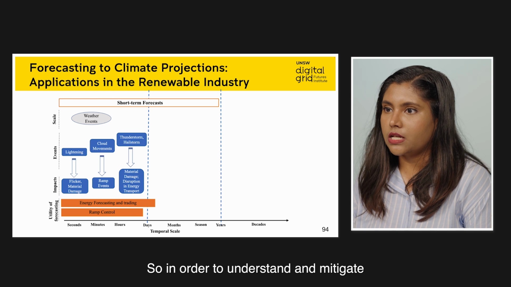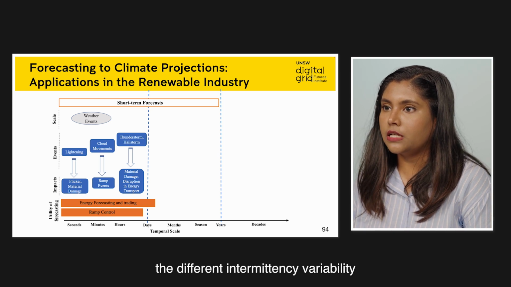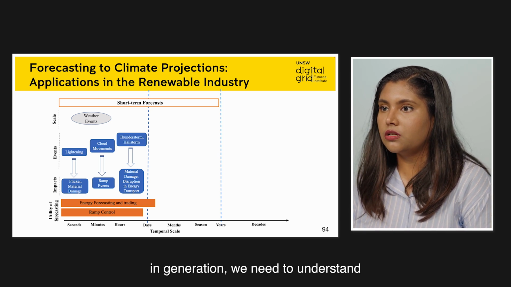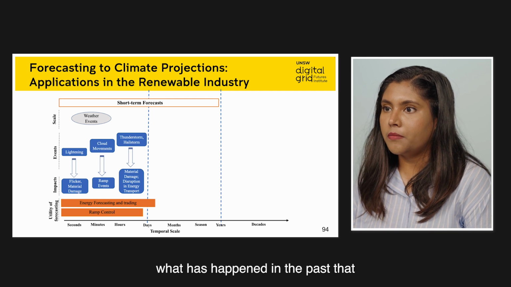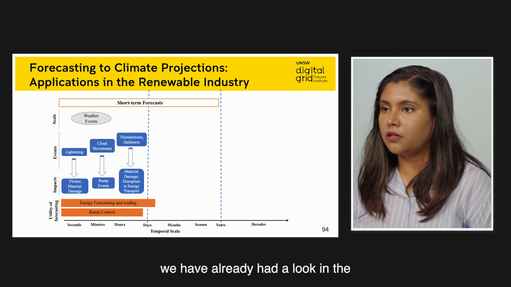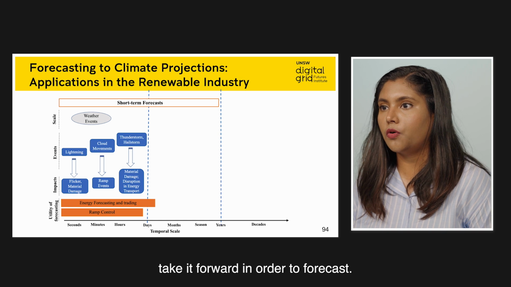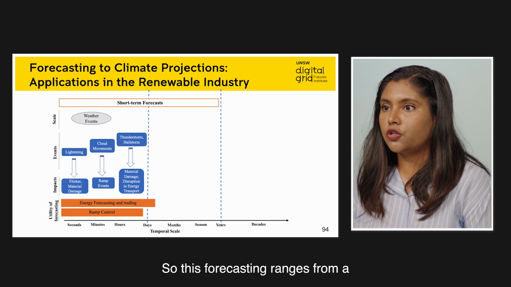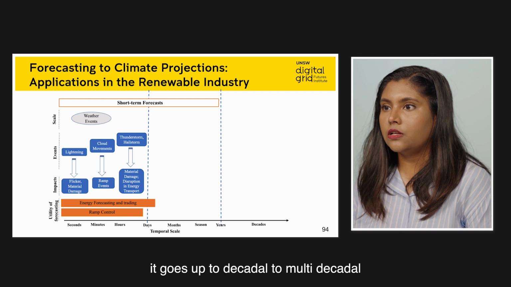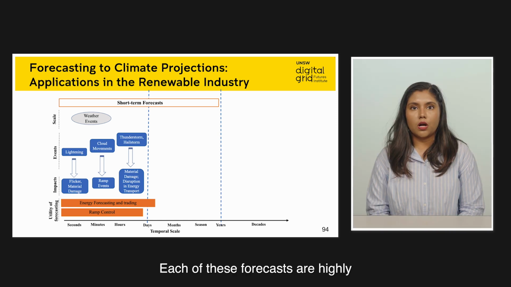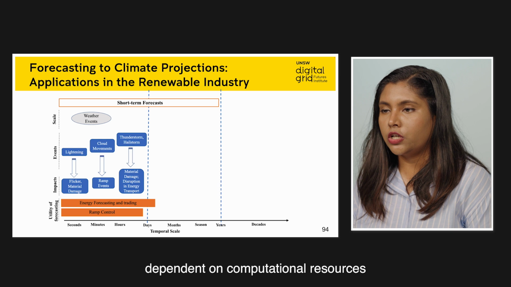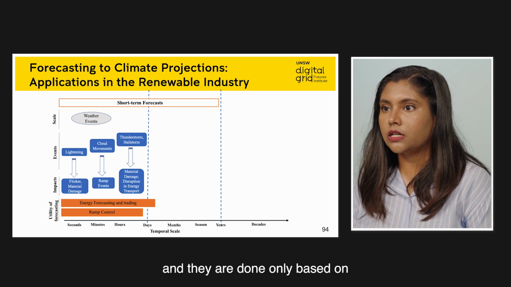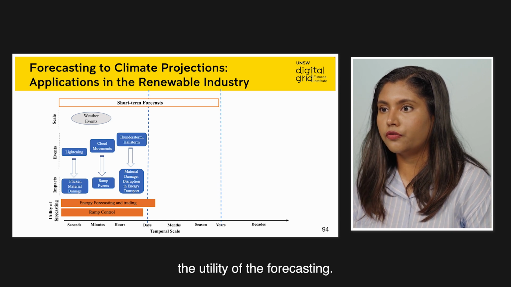So in order to understand and mitigate the different intermittency and variability in generation, we need to understand what has happened in the past, which we have already had a look at in the previous slides, but then we have to take it forward in order to forecast. So this forecasting ranges from short-term forecasts of seconds up to decadal to multi-decadal projections in terms of climate change. Each of these forecasts is highly dependent on computational resources, and they are done only based on the utility of the forecasting.